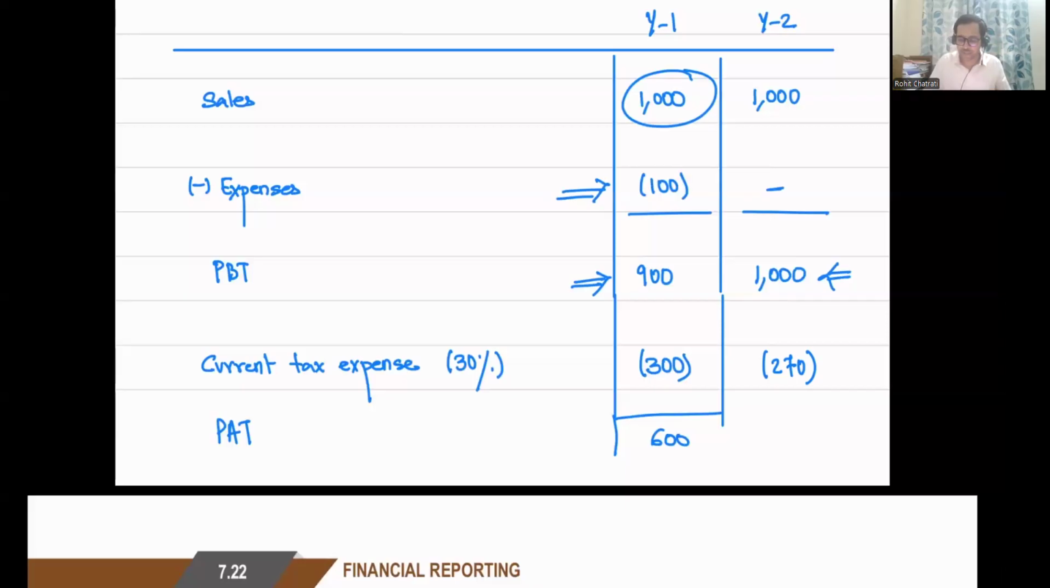In year 2 I do not have any expense, but the 100 expense of year 1 is going to be allowed as a deduction in year 2, and therefore my taxable income will be 900, on which I pay a 30% tax, which is equal to 270. So 1,000 less 270, my profit after tax is going to be equal to 730. All right, so my profit after tax for year 2 is going to be 730.